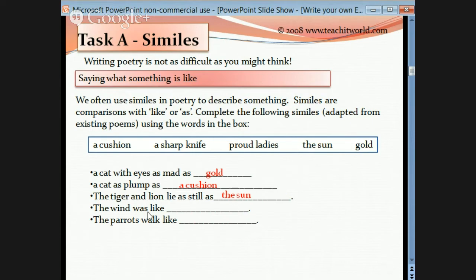This one is, the wind was like... Sharp knife. Yeah, cold. The wind was like a sharp knife. So when I think of that, it's very cold and it's blowing and it's sharp. And then think of parrots and how they strut. They walk like proud ladies. Yeah. Maybe they walk like they have sore legs. Sometimes, yeah, that's what it looks like. They do a funny thing with their heads, don't they? They bob their heads up and down. Okay, so this is what we mean by similes, when you make comparisons with like or as.